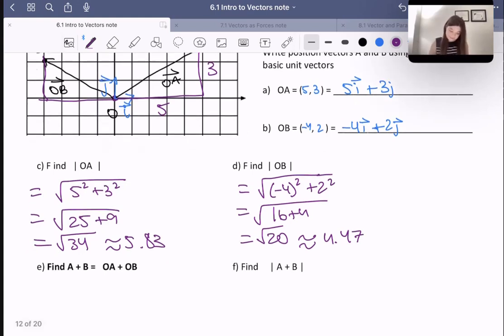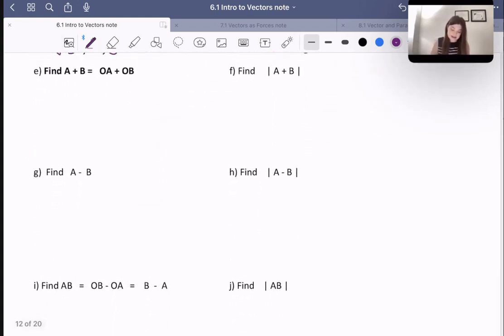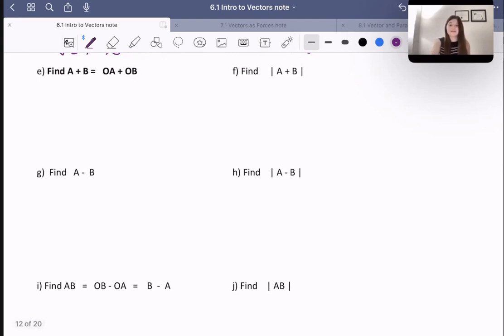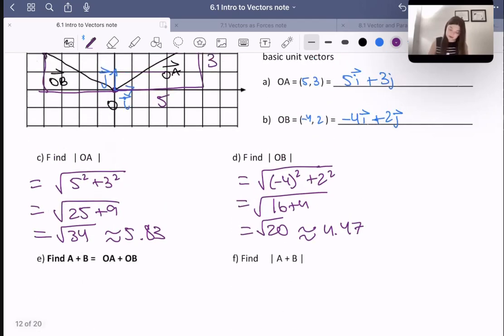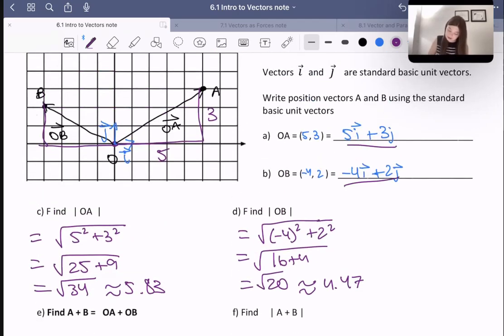Okay, next one, part E, says to find A plus B, which is OA plus OB. So let's do that. We can actually use the unit vectors that we had earlier. So, reminder, unit vectors were up here, the ways that we express these.